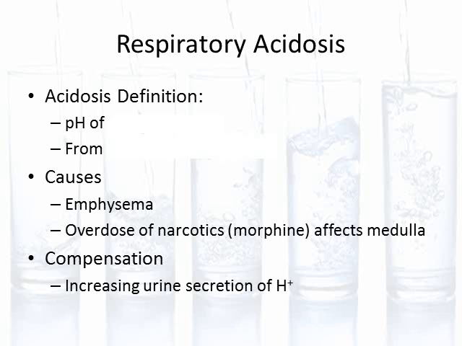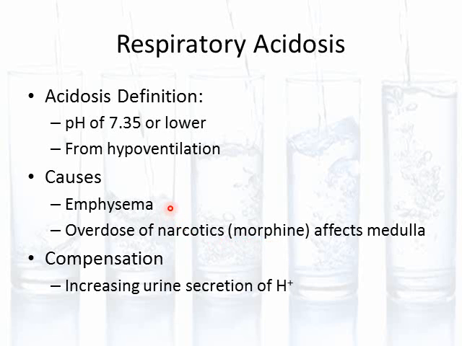Okay, so we're going to end this with just talking about respiratory and metabolic acidosis, as well as respiratory and metabolic alkalosis. Respiratory acidosis, the definition is a pH of 7.35 or lower that happens because of not breathing enough, hypoventilation. The two main causes of that are emphysema and taking too many narcotics. Narcotics like morphine affect the medulla and slow down its function and cause you to not breathe. That's how you can overdose on narcotics, you just stop breathing.